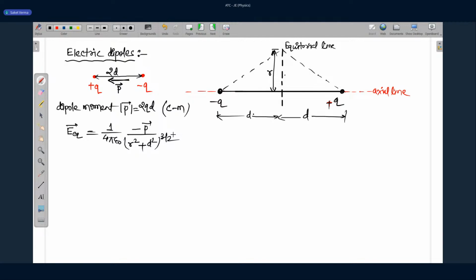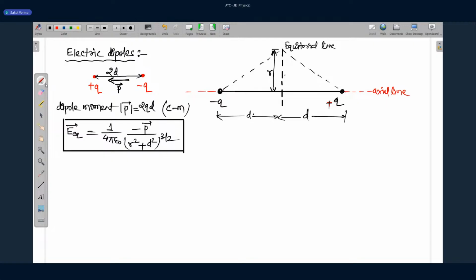I have personally experienced that in my time they asked questions related to line charges, and what is the electric field due to the line charges. For that you should know the formula. You cannot derive it there because you will not have more than 1 minute, and within 1 minute you will not be able to derive it. So you have to remember all these formulas to answer such questions.